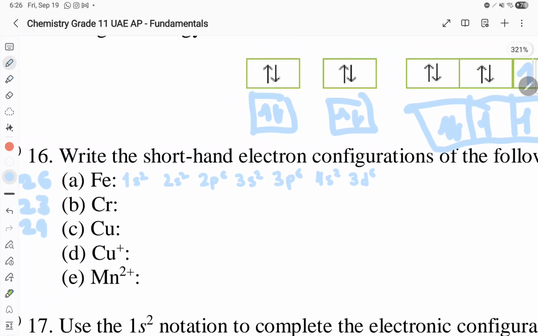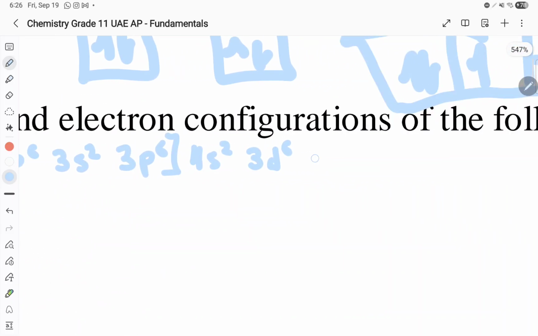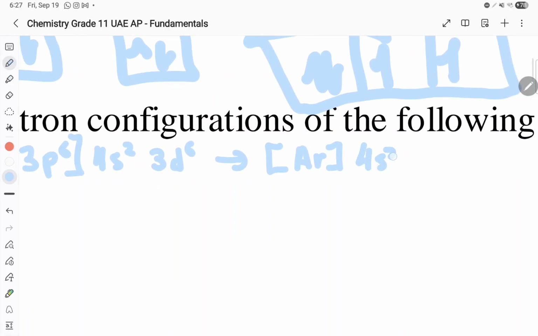Now, after you wrote the full one, you have to look at your periodic table, Fe. The closest noble gas to it is argon. Argon has 18 electrons. So you're going to count till 18 electrons, so 2, 4, 10, 12, 18, and you're going to group it up and replace it. So you write argon in between square brackets. Then you continue 4s2, 3d6.